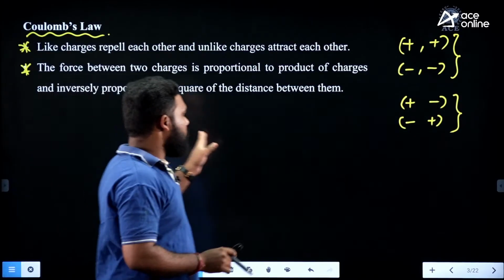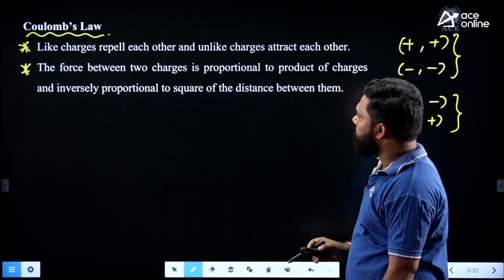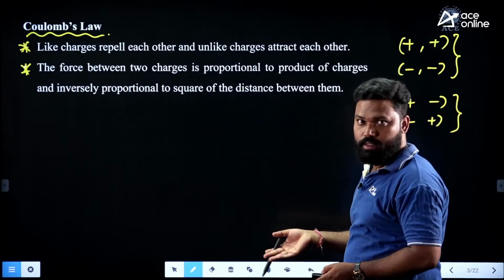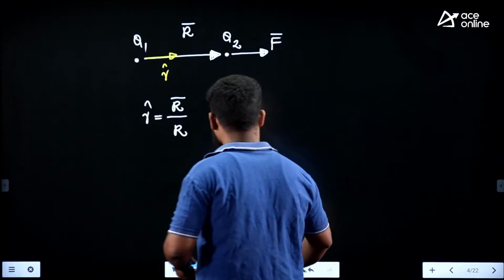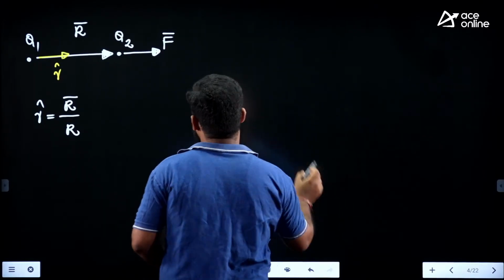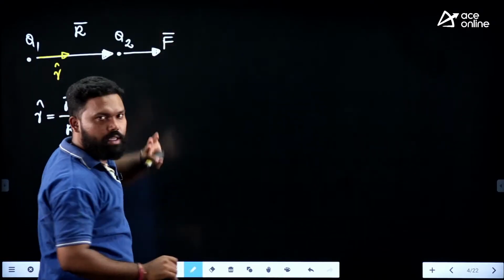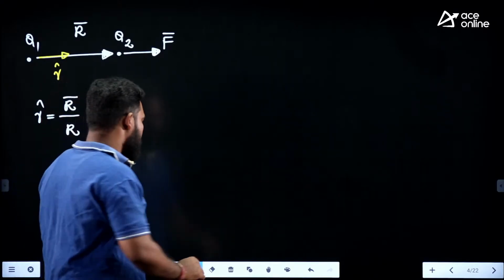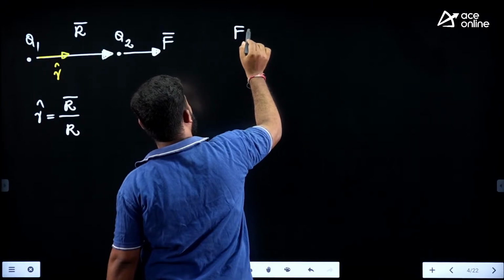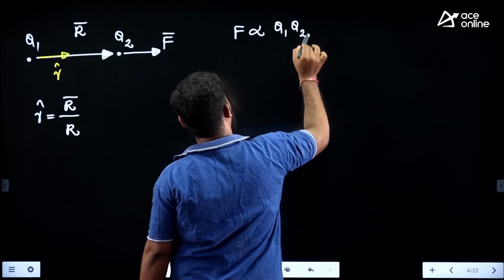So what is this law talking about? The law is talking about the force between two charges being proportional to the product of the charges. Suppose, what is the force between these two charges Q1 and Q2? If I put a bar here, what does that indicate? It indicates the vector. If I remove that bar, it just indicates the magnitude. So what is the force between the two charges? The force between the two charges is proportional to the product of the charges, Q1 into Q2.